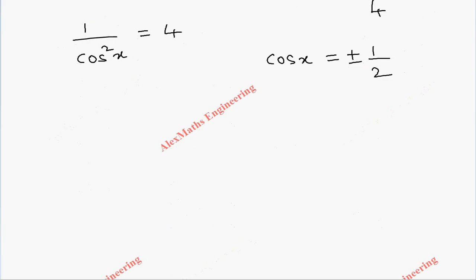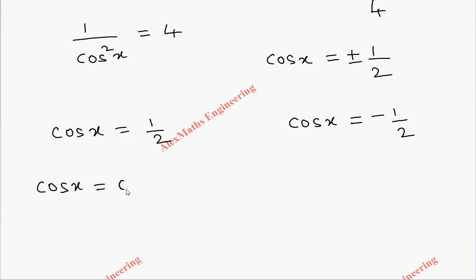Let's split this into two parts. Cos x equal to 1 by 2 and cos x equal to minus 1 by 2. This can be written as cos x equal to cos pi by 3. Cos pi by 3 is 1 by 2. In the same way, cos x equal to cos of 120, which is 2 pi by 3, is minus 1 by 2. So I wrote directly 2 pi by 3.